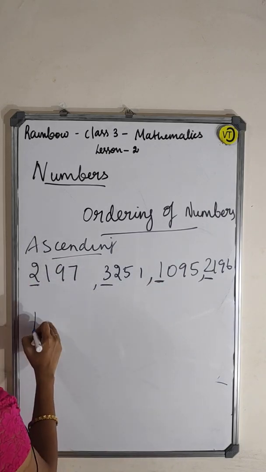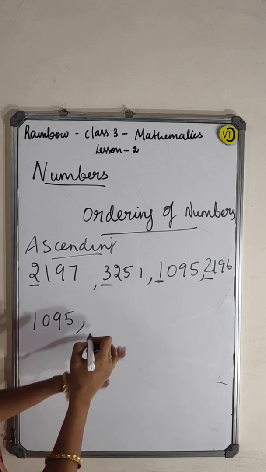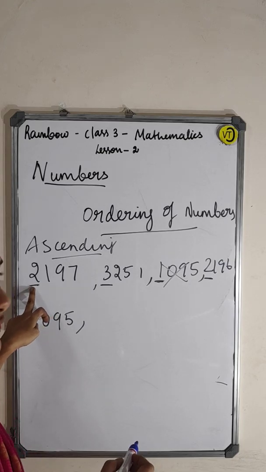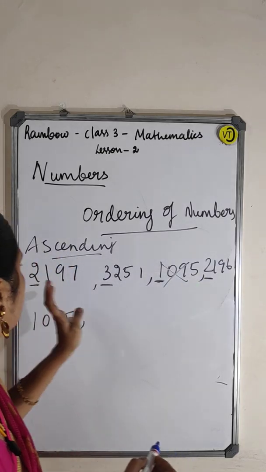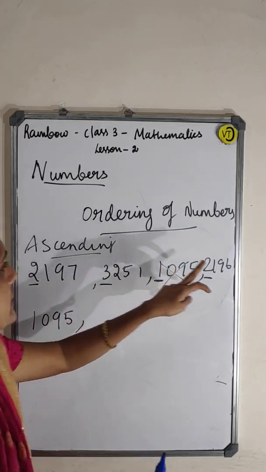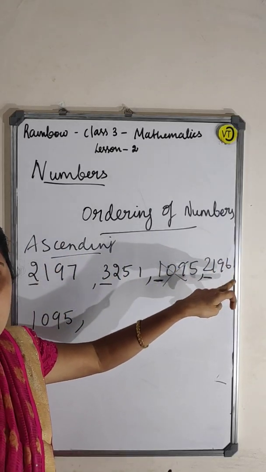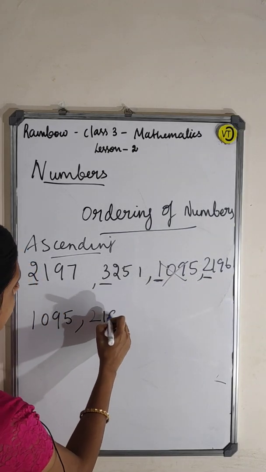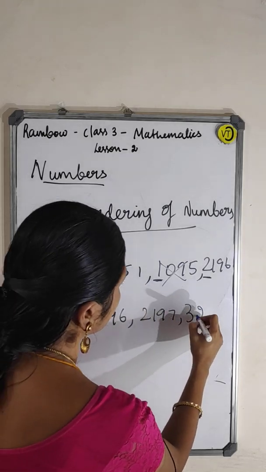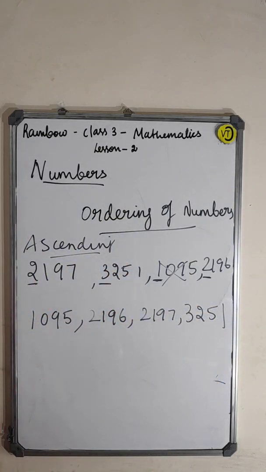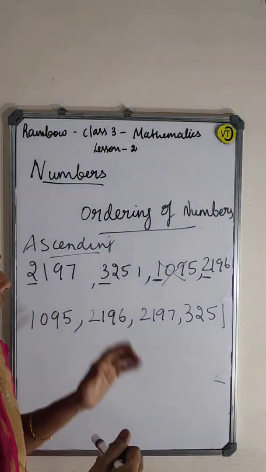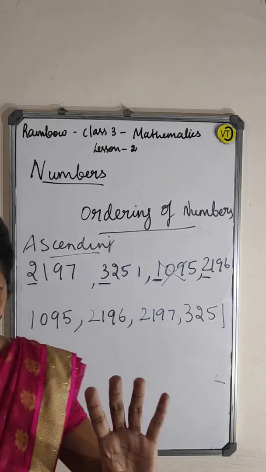First, 1 is there, so first you place 1095. This is over now. Then these 3 numbers are there. The next one, you have to check the leftmost digit. This is 2, this is 2. This is 1, this is 1. Again it is okay. 9 and 9, I cannot compare. 7 and 6. So the lesser number is this one, 2196. Then 2197. The last number is 3251. So I can write the numbers from lesser number to the bigger number. This way I can compare. This way you also compare.